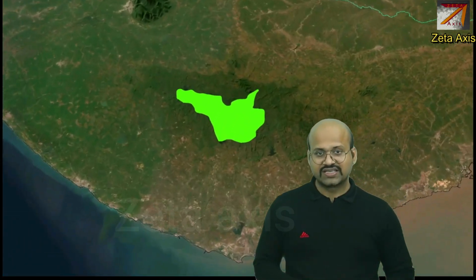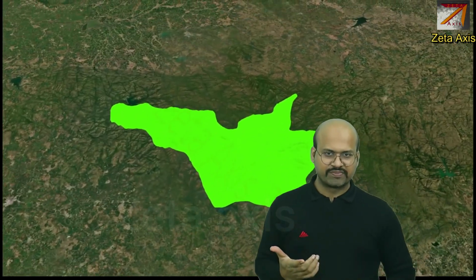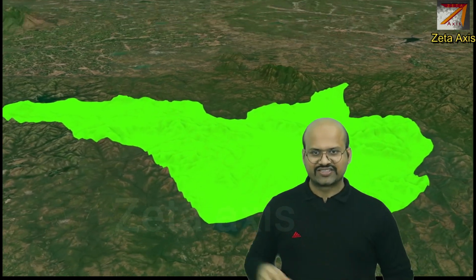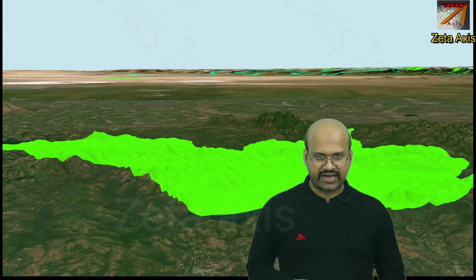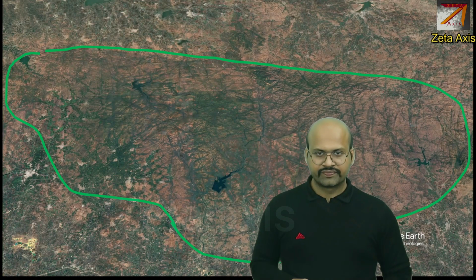Here is the topography of Gir National Park. We can see a 3D view of this topography where we can see that there are some hills, but mostly it is grasslands. Here you can see that there are some scattered hills, but mostly it is grassland. This is the satellite view of Gir National Park.